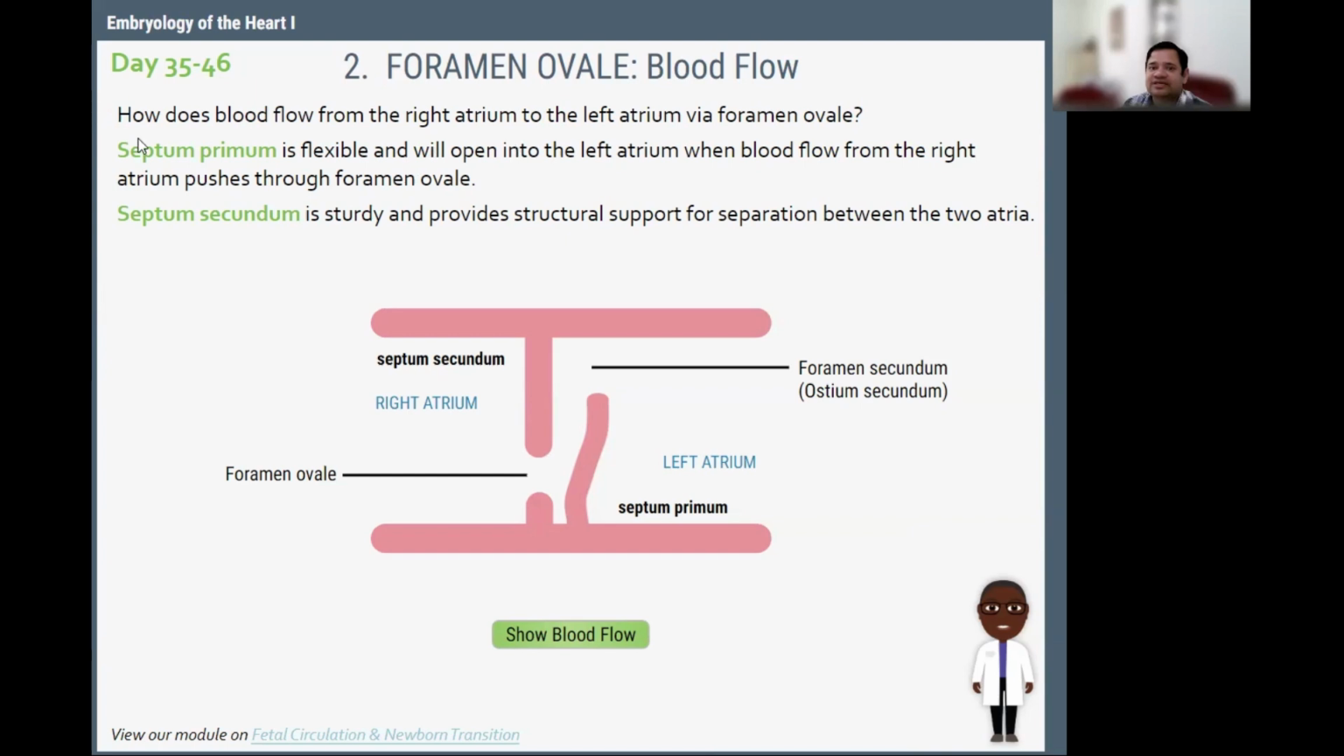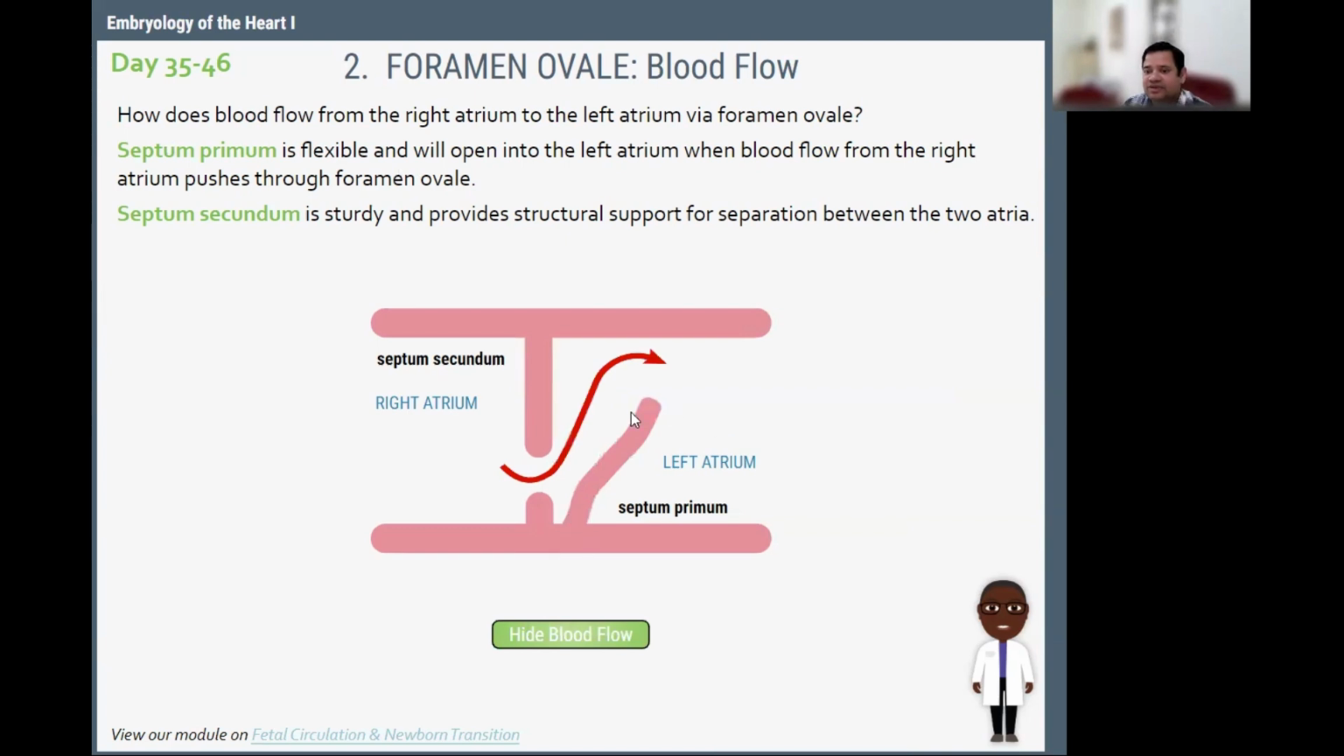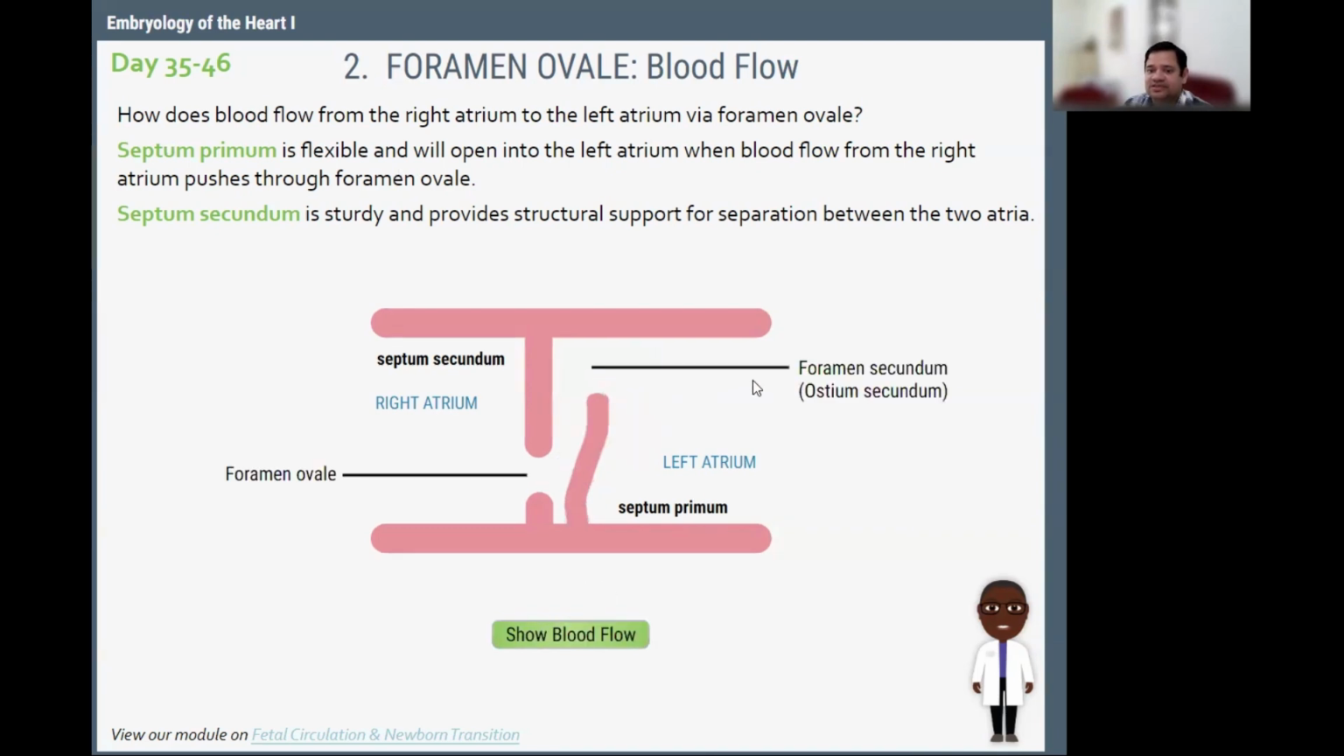So how will blood move? The septum primum is flexible. You can see it is flexible and will open into the left atrium when blood flows from the right atrium through the foramen ovale. Septum secundum is sturdy and hard. It only works to separate the two chambers. This part is a little bit movable, and you can see this movement in the animation. Now the blood is going to move like this, and this septum primum is going to make a wave from the septum, foramen secundum.